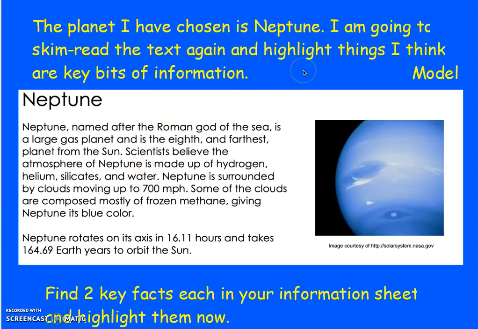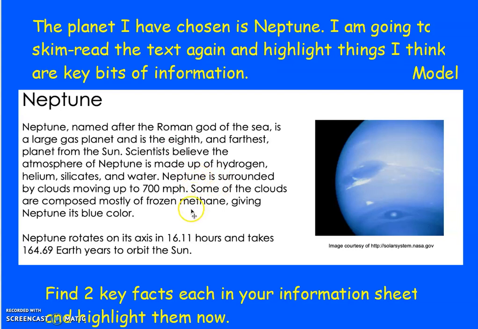So, I've read through, I chose Neptune. I'm going to quickly skim read the text and highlight things, or in your case, you might just want to underline the things that are important. So, Neptune, named after the Roman god of the sea, is a large gas planet and the 8th and farthest planet from the sun, so the furthest away.